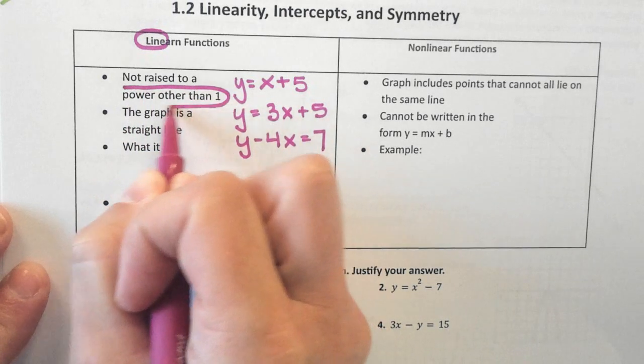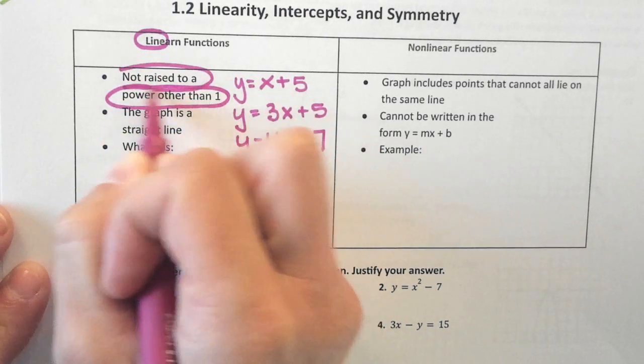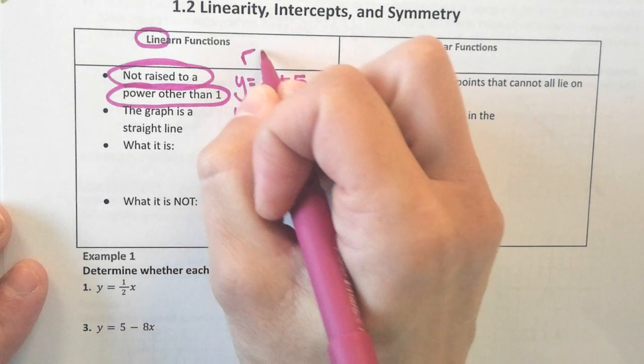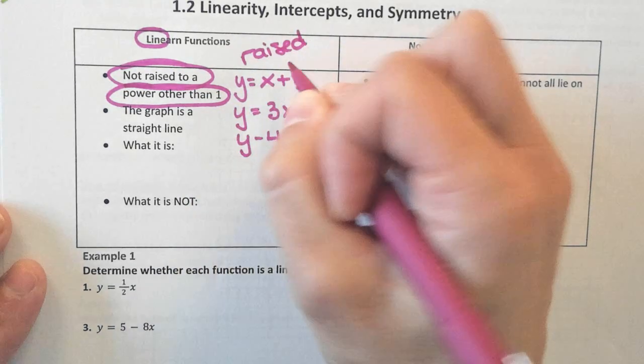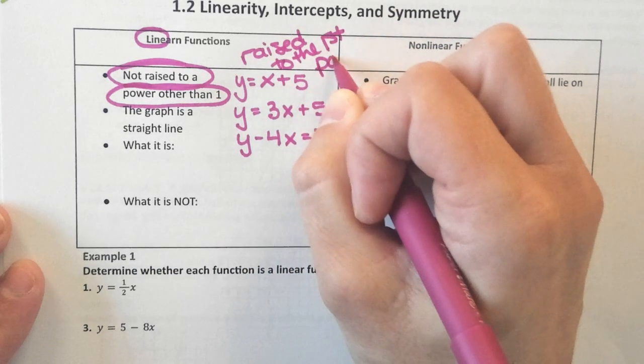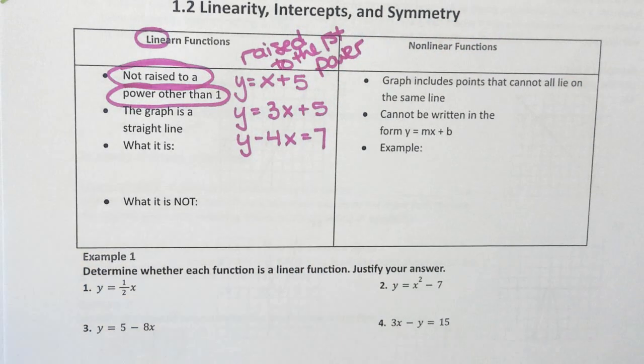So it has to not be raised to a power other than 1. So basically it means raised to the first power, if we say that better. Raised to the first power every single time. So in order to be linear, we have to be raised to the first power. Any other power? Nope.